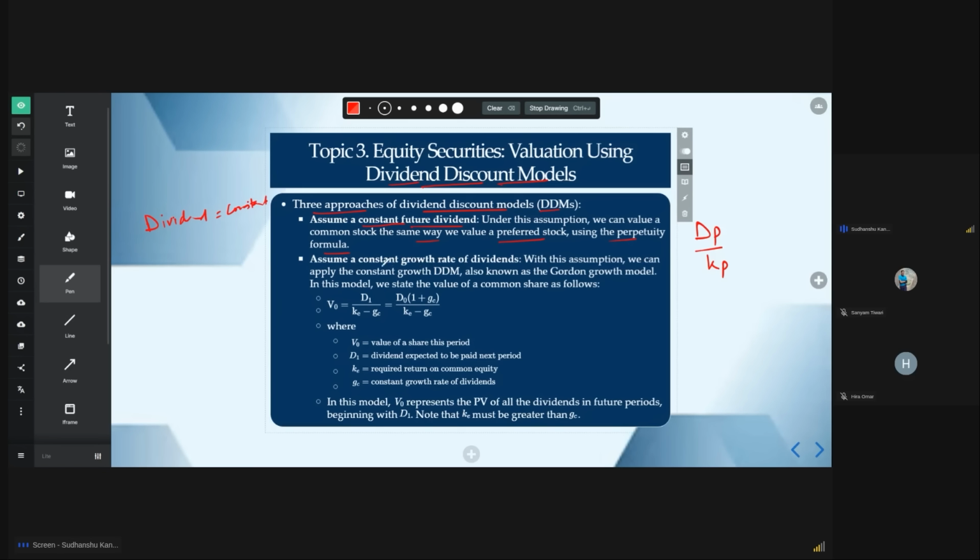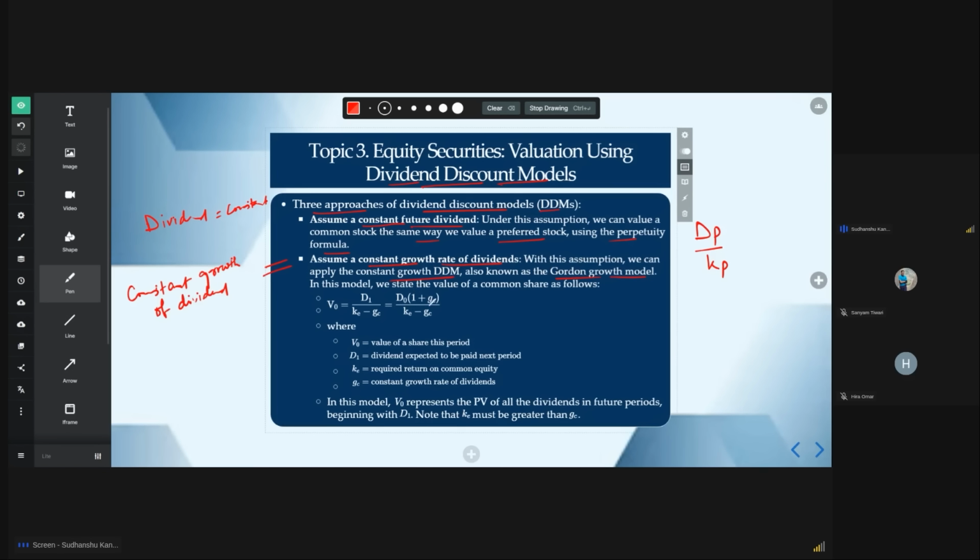Next part is you assume a constant growth of dividend. Both are different, guys. This was dividend constant. Here, constant growth of dividend. With this assumption, we can apply the constant growth dividend discount model, which is also known as Gordon growth model.